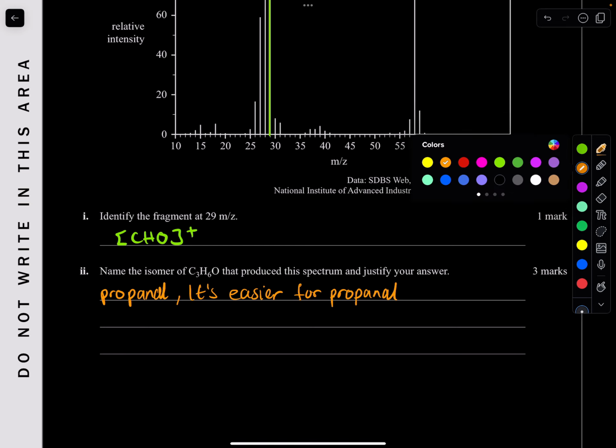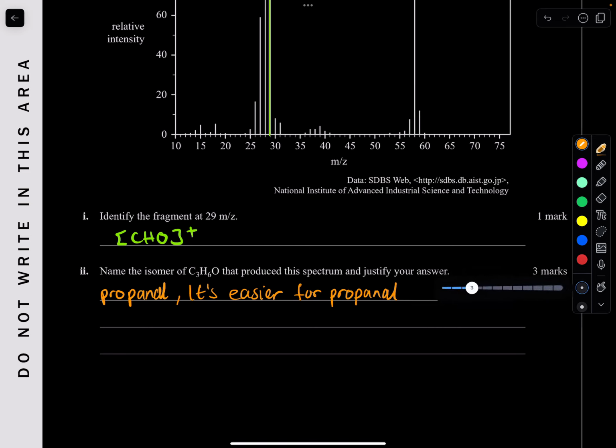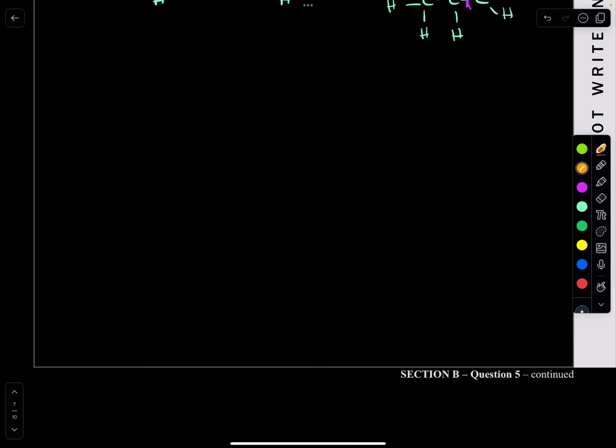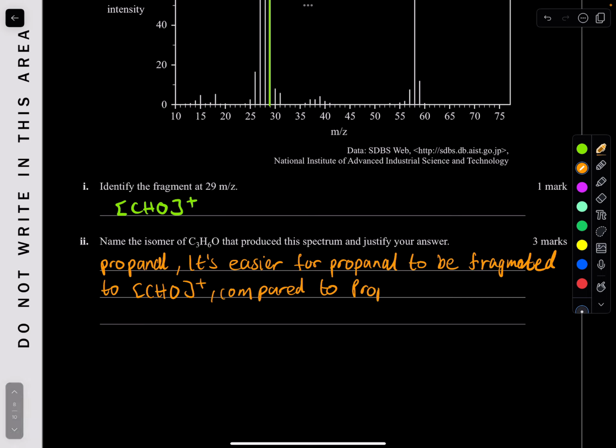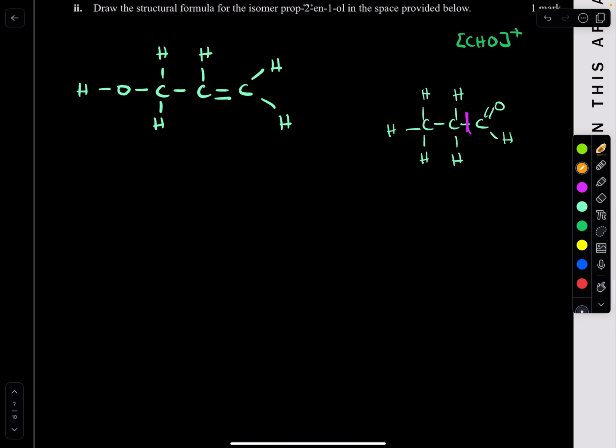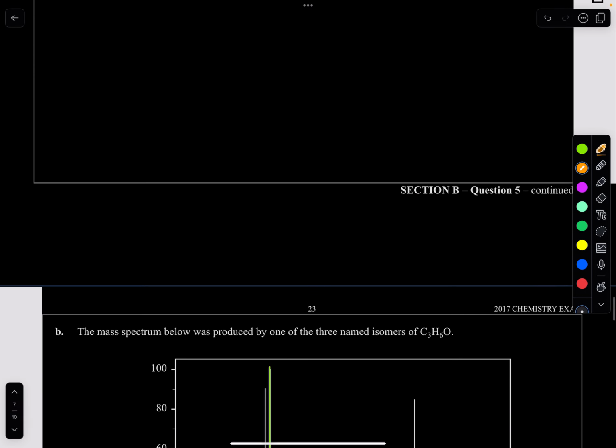Why is it much more? Have I decreased the width of the pen? I think I have, yeah. So it's easier for propanal to be fragmented to CHO compared to, what were the other ones? Propanone and propen-1-ol.